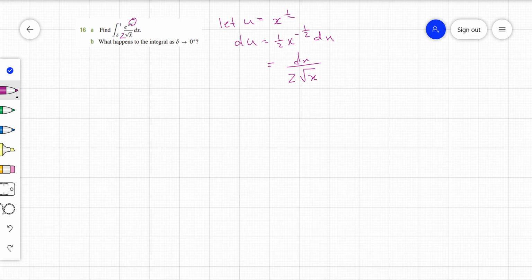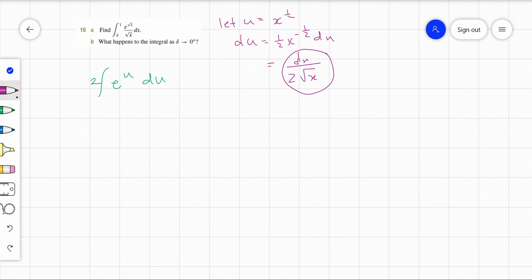And you can see I have almost got that. If that was a 2 there, which means I put a 2 out the front, because that's a 2 times a half, because that 2 I'm putting in at the bottom there is a half. I have now got the dx on 2 root x, all that bit, so that bit can become du. So on top I've got a 2 at the front, and I've got a du, and then I've got e to the u. Now the limits were delta to 1.